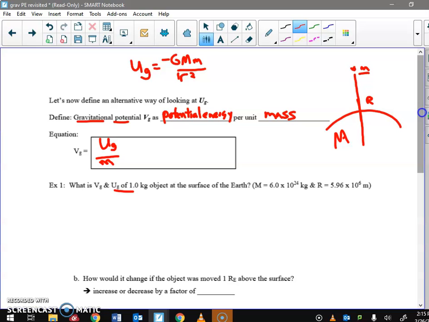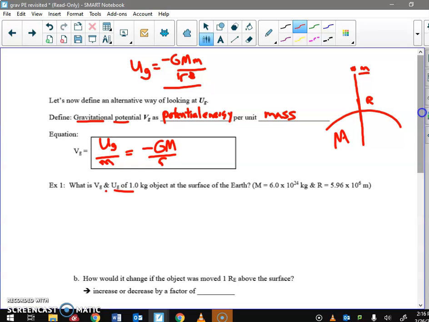So by definition, V is whatever energy exists between these two divided by this mass. And so if I take this equation and put in the UG equation, which is right here, and simplify, I end up with negative G big M all over R. This should not have been an R squared. I keep doing that. So what this tells us is how much energy per unit kilogram we have at that spot.